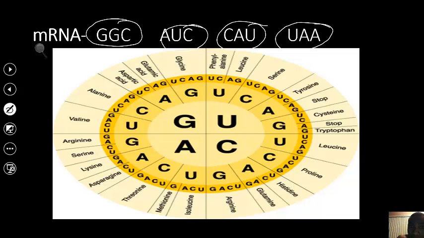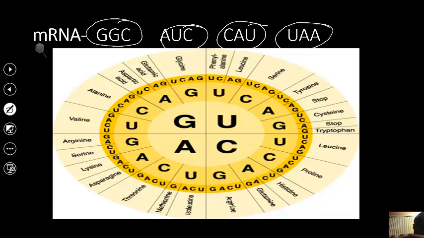You want to find the largest G. Where is the largest G? It's in the top left quadrant. So you go G, then you find the next biggest G, G, and then you go down to C, which is right here. And then you're going to write this amino acid, GLY. So we'll write that GLY for our first amino acid.